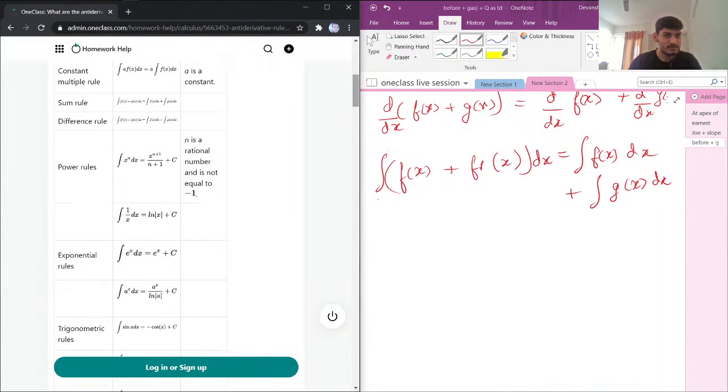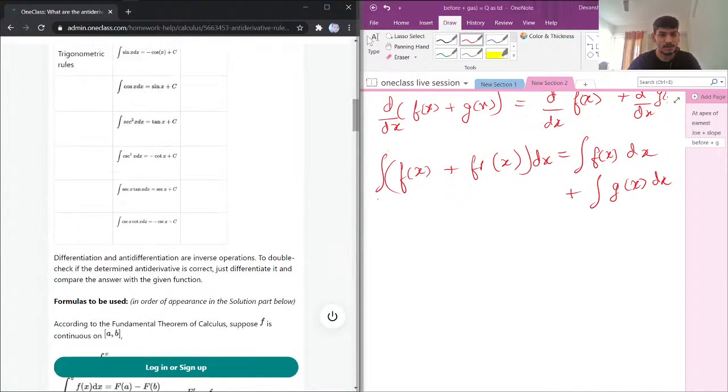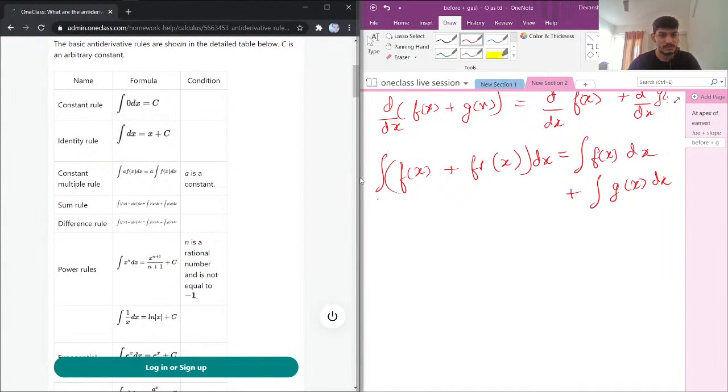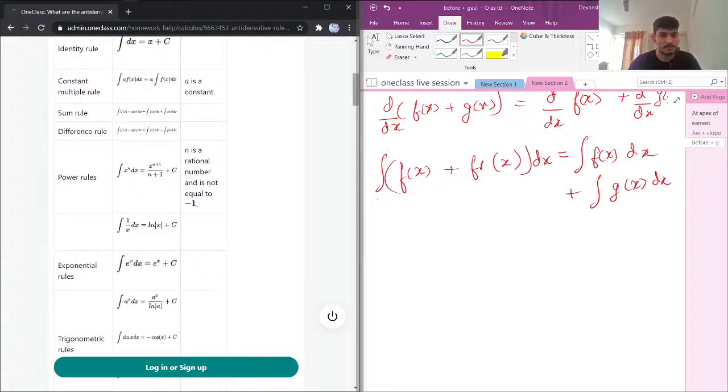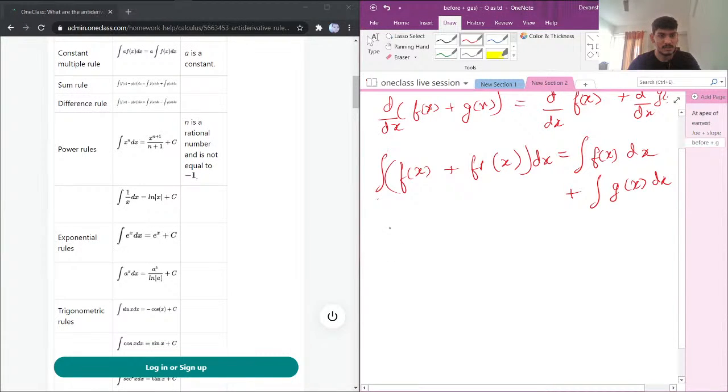Again, we have some more identities. We'll discuss one more rule, which is the power rule. The integration of x power n dx equals x power n plus 1 over n plus 1, plus c.